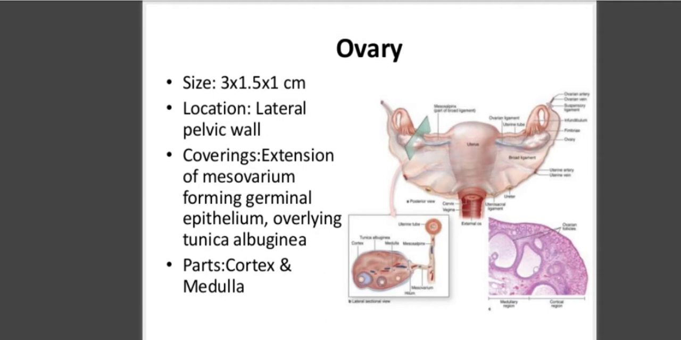In this video we are going to learn about the ovary, the histology of the ovary. The size of the ovary is length 3 centimeters, width 1.5 centimeters, and thickness 1 centimeter. The ovary is located in the lateral pelvic wall. Coverings are an extension of the meso-ovarium, forming germinal epithelium, overlying the tunica albuginea, and the ovary consists of parts: cortex and medulla.